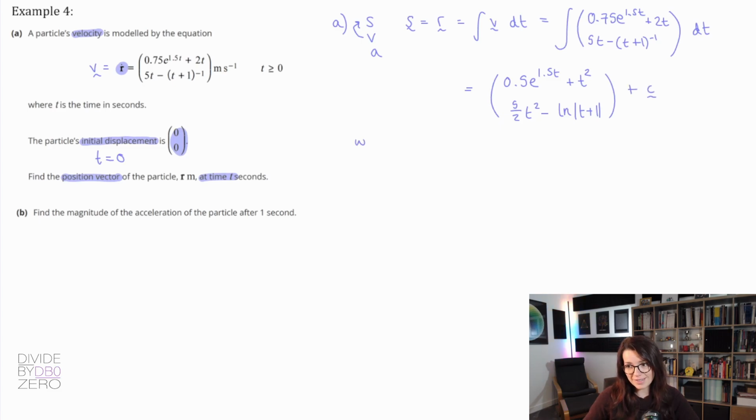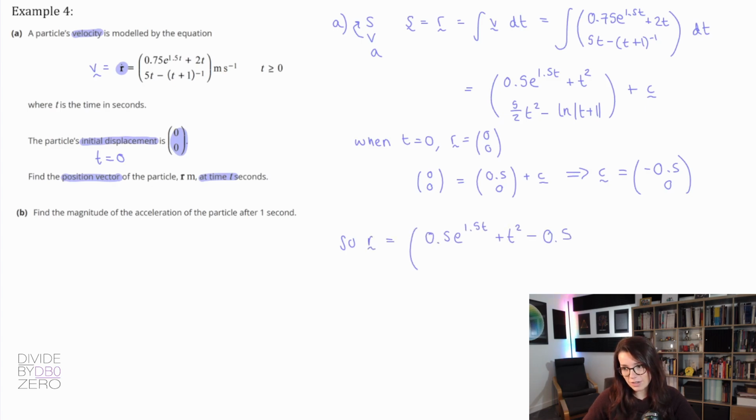Now we're going to sub in the initial displacement. So when t equals 0, the initial displacement or position vector was 0, 0. Therefore, 0, 0 equals 0.50 plus c. And that's what you get when you sub in t equals 0 into that vector up there. That means then that c is going to be negative 0.50. So overall, our position vector is going to look like this. And that's part A done.